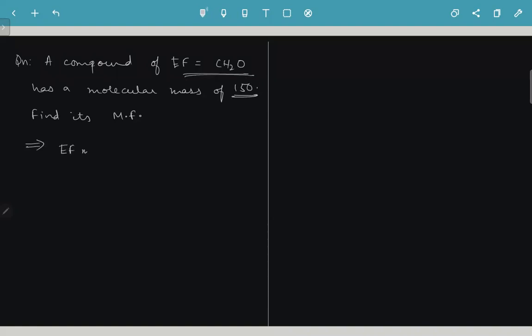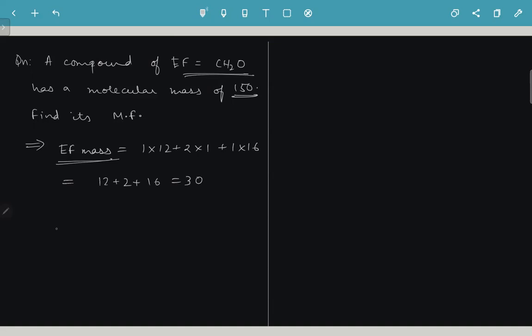So for such questions, we'll first find out the empirical formula mass. What is empirical formula mass? We'll add the masses of the different elements present in the empirical formula. There is one carbon atom, 1 into 12. There are two hydrogen atoms, 2 into 1. There is one oxygen atom, 1 into 16. Adding, we get 12 plus 2 plus 16 is equal to 30.